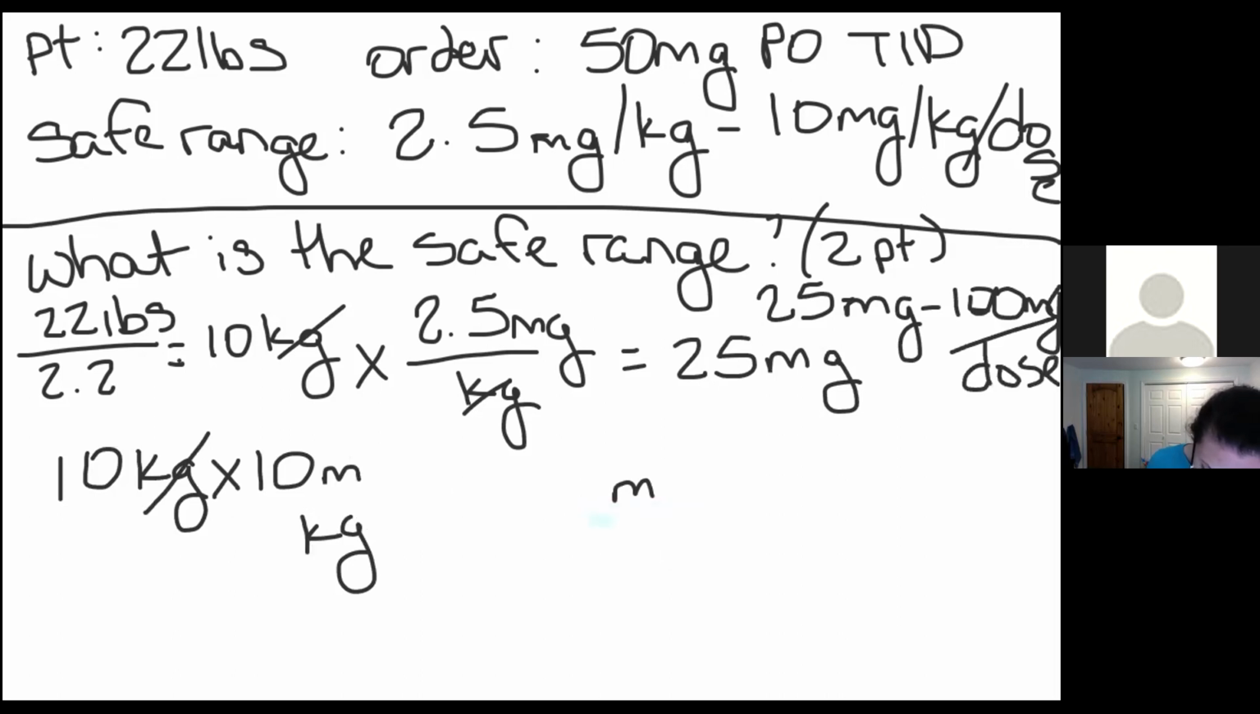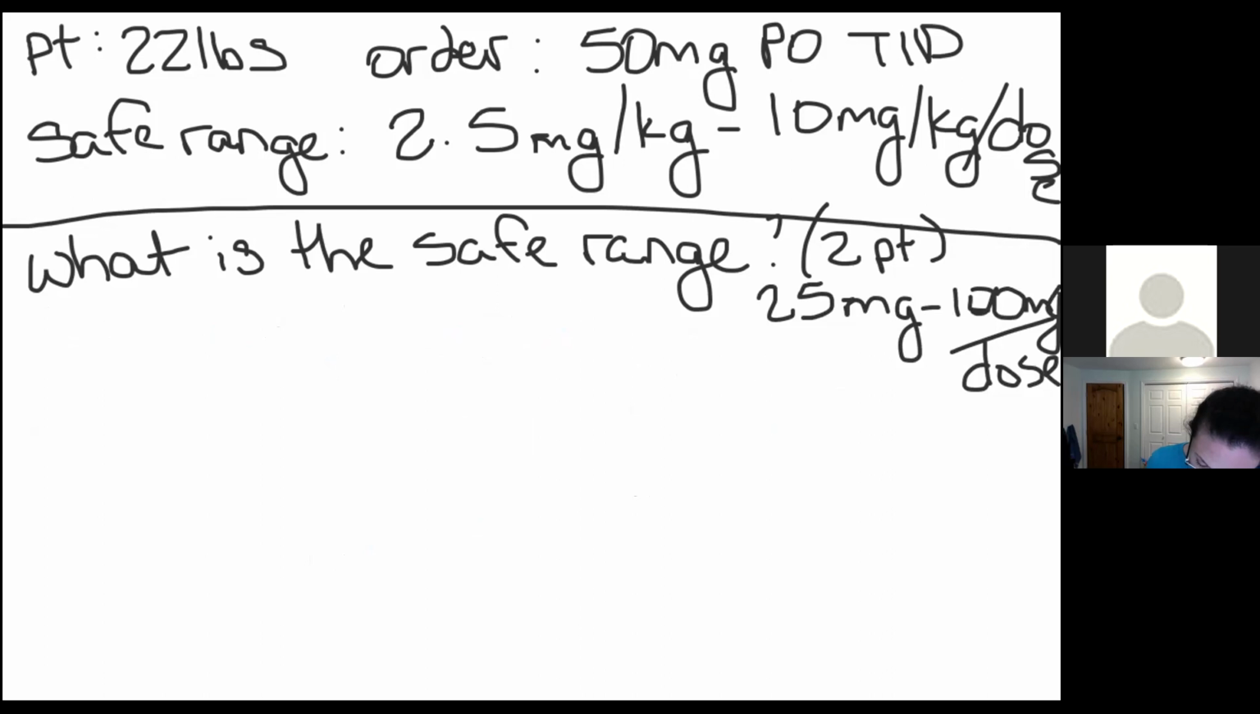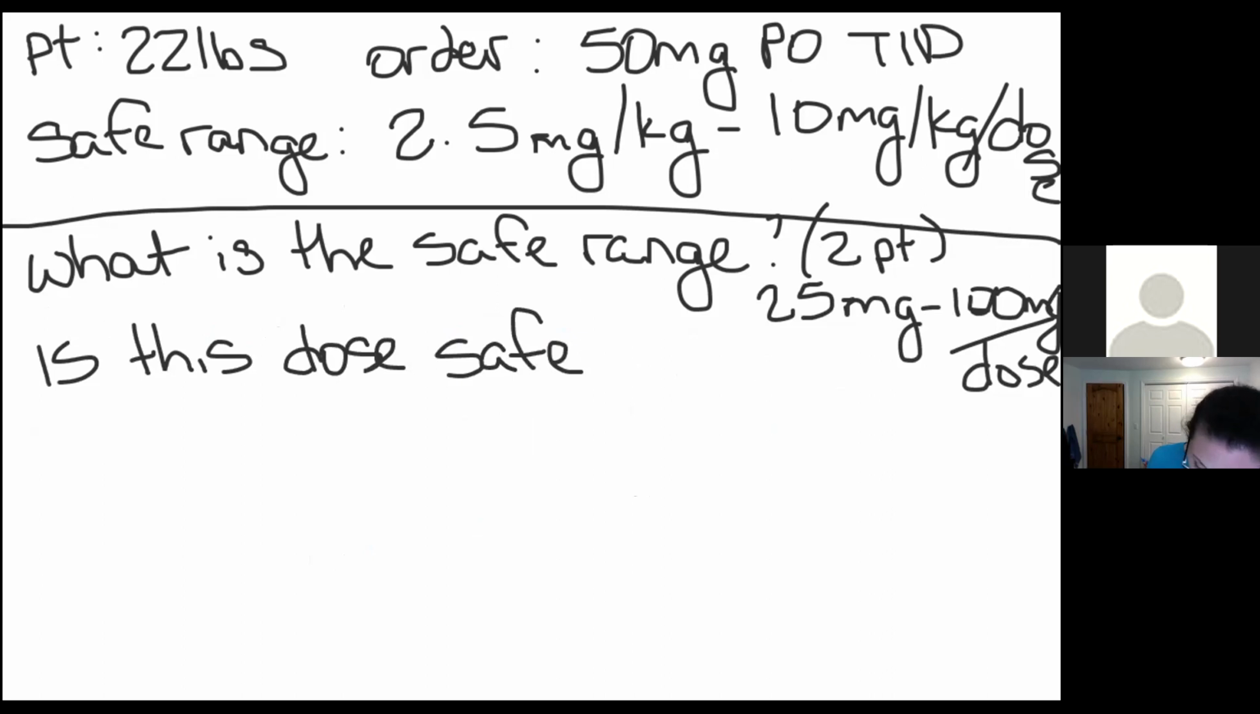Okay, so I'm going to erase some of this information here. So then the question is, is this dose safe? Right? Is this dose safe for this patient? So I'm going to look and see my patient is getting 50 milligrams. That's what's ordered 3 times a day. So each time they take a dose, it's 50 milligrams. And 50 is absolutely right between that 25 and 100 milligrams. So yes, this dose is safe.